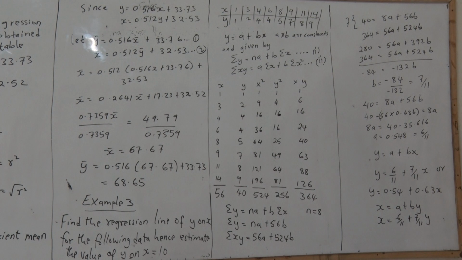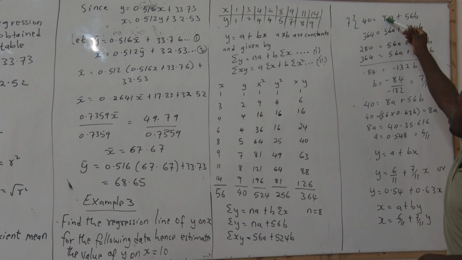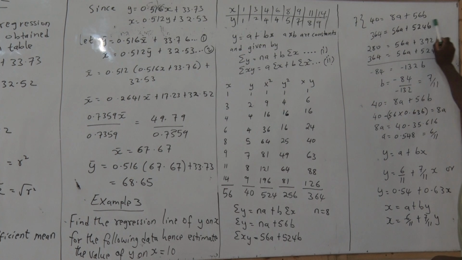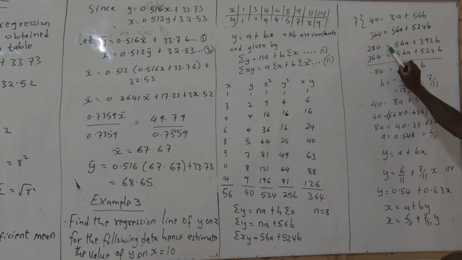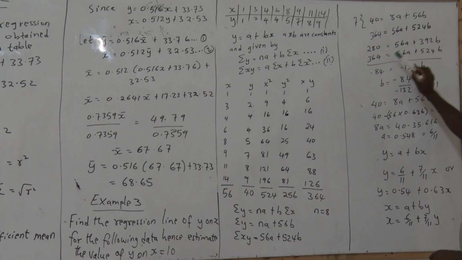In the elimination method, I want to, in the first equation here, what if I multiply by 8 will give me 56? That is 7. So I multiply the entire row of the first equation by 7. So if I do that, I get 280 is equal to 56a plus 392b. And I rewrite the lower equation as 364 is equal to 56a plus 524b. Then now I can subtract to eliminate a. 56a minus 56a is 0.